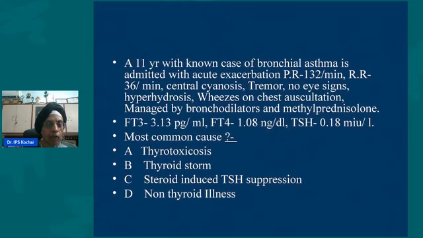He is managed by bronchodilators and methylprednisolone. FT3 is 3.13, FT4 is 1, TSH is low. So you can see here there's a low TSH. The FT4 is not very bad. This is okay. So the most common cause of this picture in this patient, is it due to thyrotoxicosis? Is it a thyroid storm which is happening? Or is it because of steroid-induced TSH suppression?